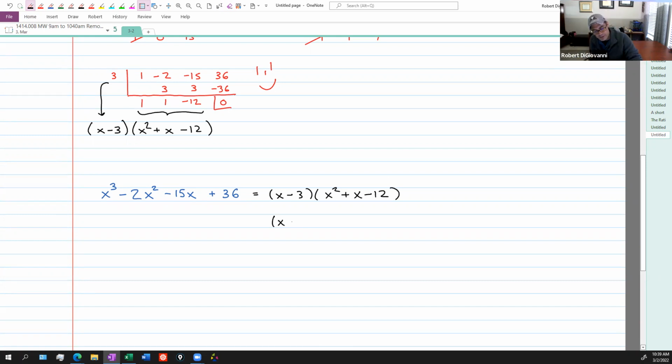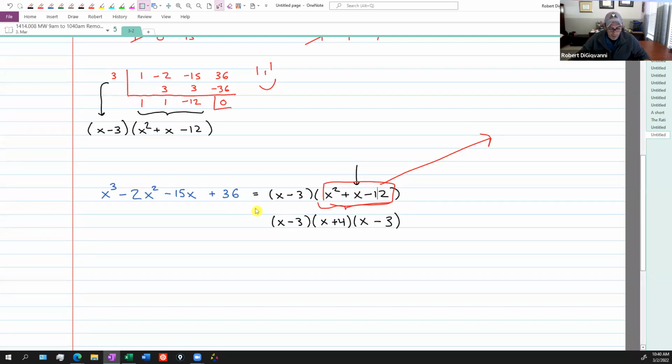And because I'm pretty decent at factoring, I realized that this could be factored as x plus 4 times x minus 3. So this factoring I did right here, I did in my head, but couldn't you actually do synthetic division on that? If you had to, couldn't you just take this and start synthetic division again? If you didn't know how to factor it, you could, right? But x squared plus x minus 12 should be something you feel comfortable factoring.